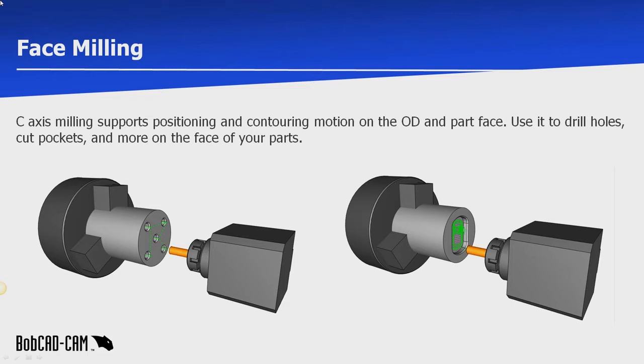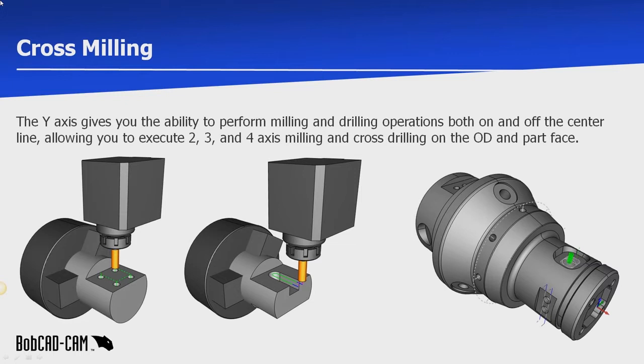Face milling is machining on the face. And then cross milling is milling on the top. So we'll go over a few of these different options. I like to keep it pretty basic just to give you a really good outline of how it works and how the flow goes from point A to point B.